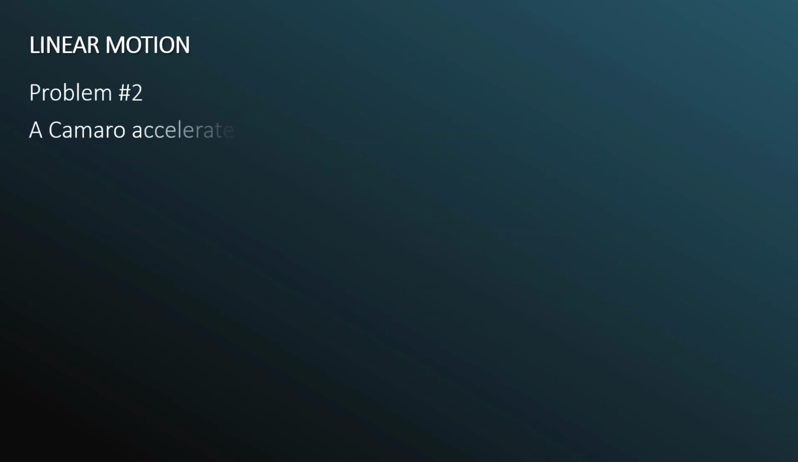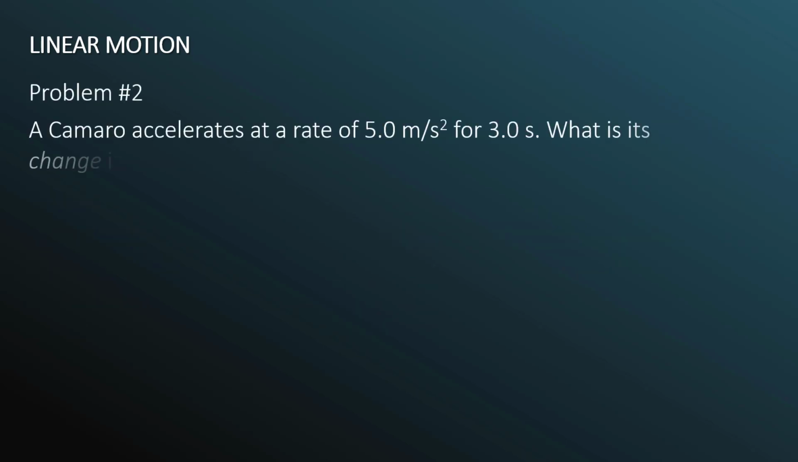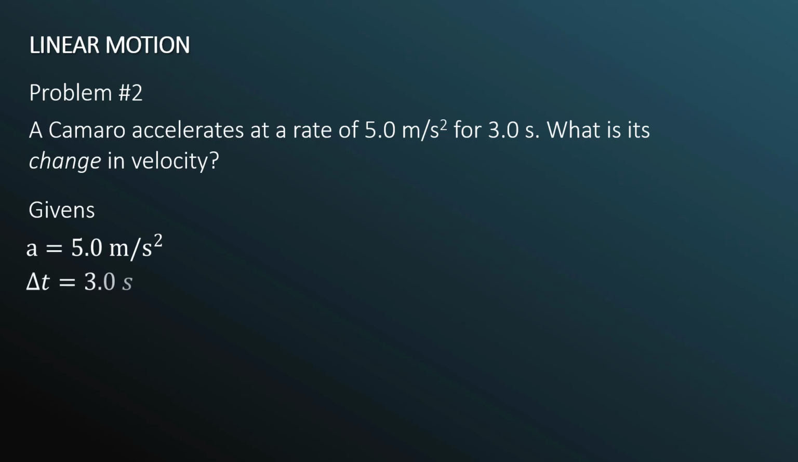Problem number 2. A Camaro accelerates at a rate of 5 meters per second squared for 3 seconds. What is its change in velocity? Again, we look at the givens. We're given an acceleration of 5.0 meters per second squared. The time interval is 3 seconds, and our delta v is unknown.